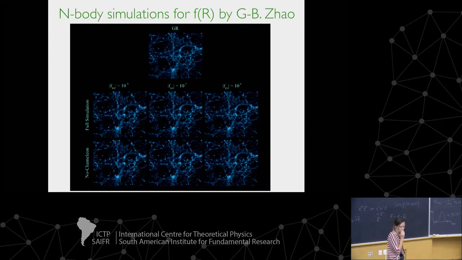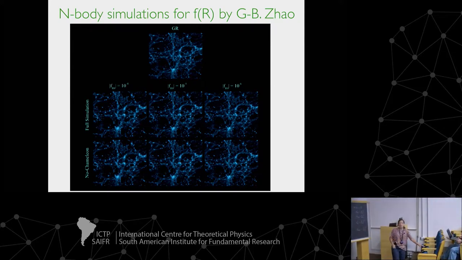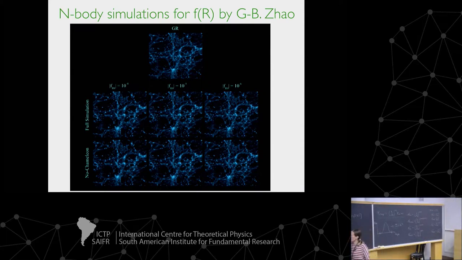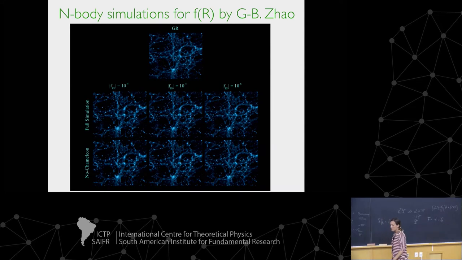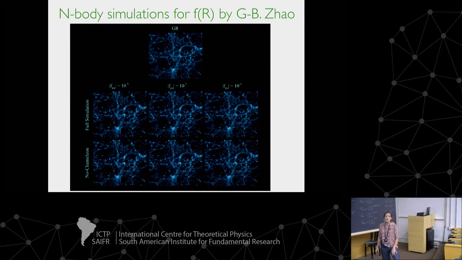Let me show, since I kept saying that because of local test constraints on gravity, on f(R), we are typically pushed toward having the characteristic length scale of the scalar in the nonlinear regime, being 10 megaparsec or less. So most of the interesting effects and departures seem bound to happen in the nonlinear regime. And currently, the progress that has been made in studying that regime in f(R) is mostly using N-body simulations.